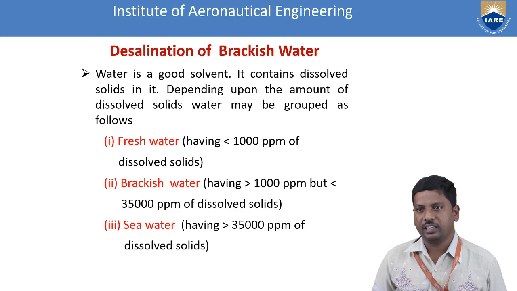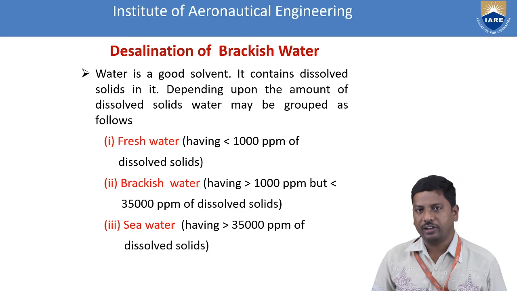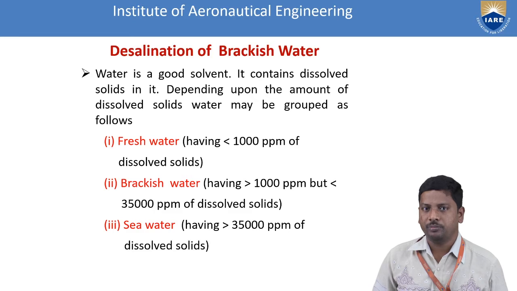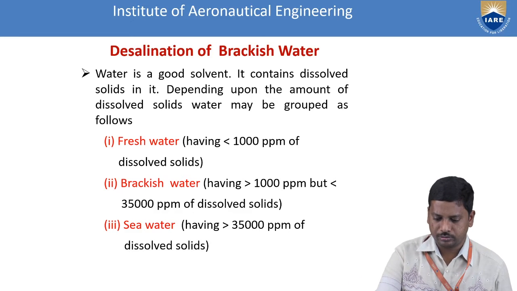Fresh water contains less than 1000 ppm of dissolved salts, whereas brackish water contains 1000 ppm to 35,000 ppm of salts, and finally seawater contains more than 35,000 ppm of dissolved salts. So what is the meaning of ppm? ppm means parts per million, that is equal to 10 power 6 parts.